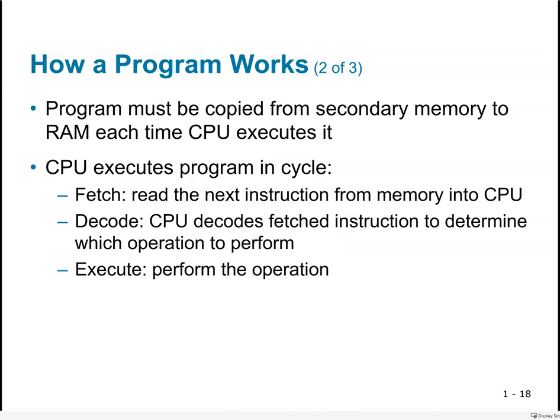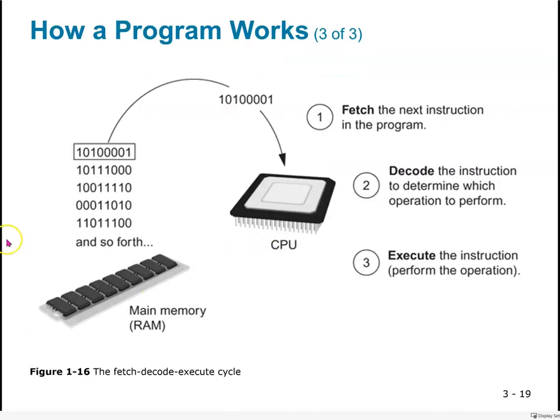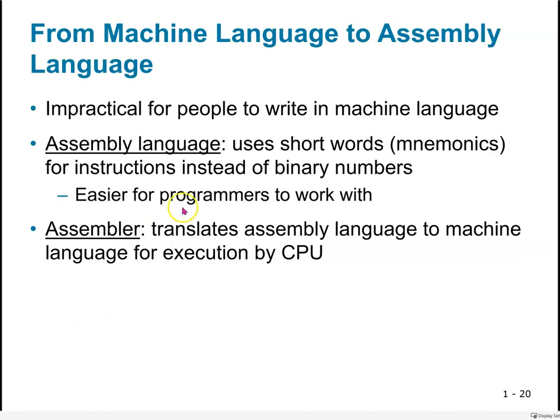The CPU executes the program in a cycle. Fetch reads the next instruction. Decode: the CPU decodes fetched instructions to determine which operations, and execute performs the operation. Okay? So here's an example. One, fetch the next instruction, and that's the bytes. Two, we're going to decode the instruction, turning this number into something like add register 1 and register 2. And then we're going to execute the instruction, perform the operation. So it goes from main memory to CPU.